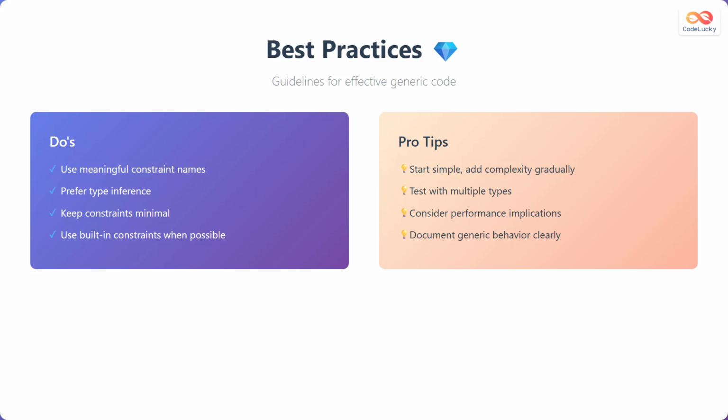To write effective generic code in Go, it is important to follow some best practices. Give constraints clear and meaningful names. Whenever possible, use type inference to make code more readable and easier to maintain. Keep constraints as minimal as possible to reduce complexity and prevent errors. Rely on built-in constraints when available. Start with simple generic solutions and build up complexity only as needed. Always test with different types. Document generic behavior clearly and evaluate performance to ensure efficient implementations.